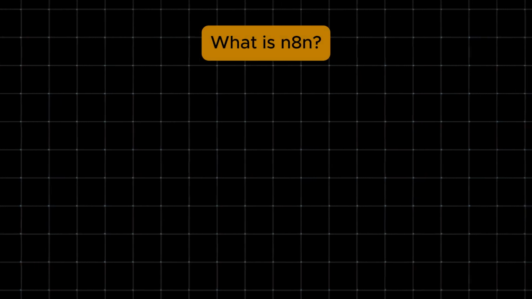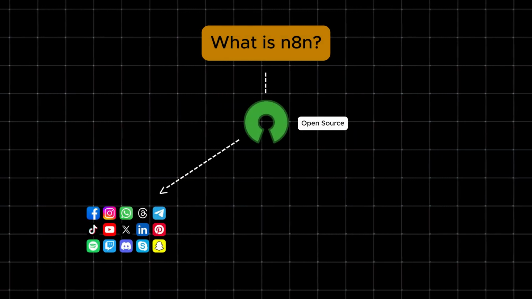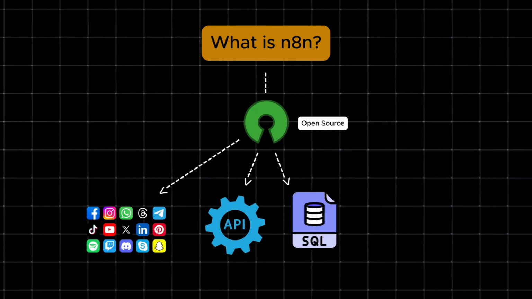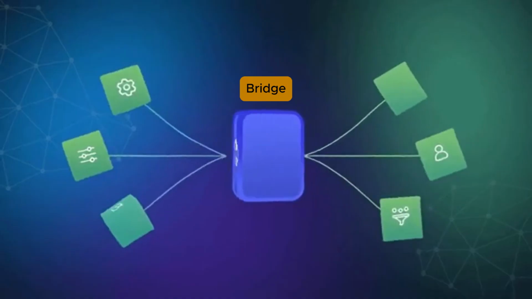What is n8n? n8n is an open source workflow automation tool that is used to connect other apps, APIs, databases, AI models, and much more, and is used to automate your repetitive tasks, requiring low coding or no coding. Think of it like this: n8n is a bridge that makes other software communicate with each other.